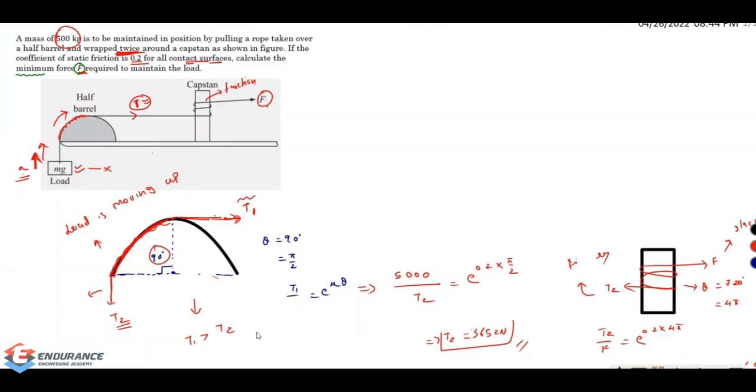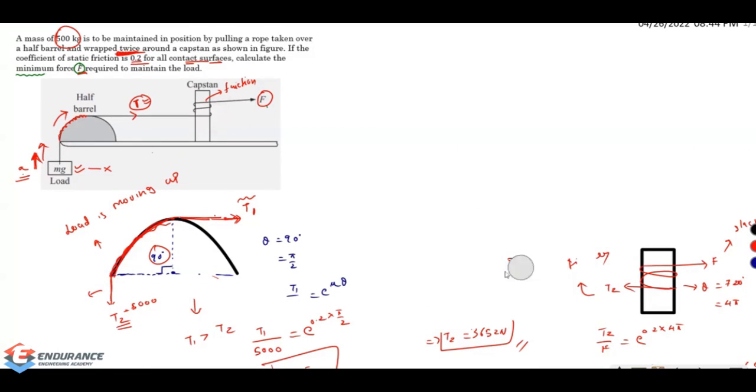This will be my T1. So T1 by T2, where T2 is 5000, is equal to e to the power of mu, which is 0.2, and theta, which is pi by 2. From this, I will find out T1. I will just leave it for you guys to solve.